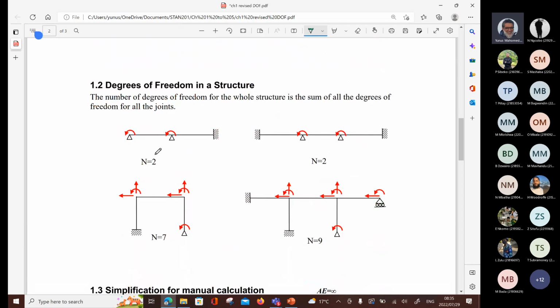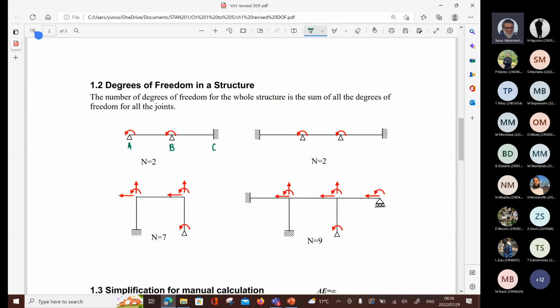Let's look at these. Some of them are pretty simple. I've got a 2-span beam. I've got 2 pin supports, right? So support at A is a pin, support at B is a pin, correct? Support at C is fixed. So we're saying there can be rotation about A, there can be rotation about B. At C, the structure is not allowed to move horizontally, it is not allowed to move vertically, it is not allowed to rotate because it's fixed. Are you with me? Okay, so I've got 2 degrees of freedom.